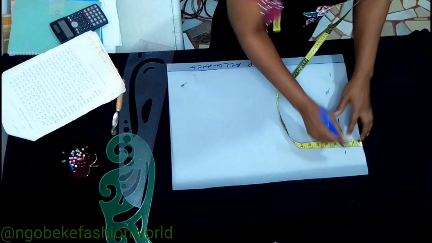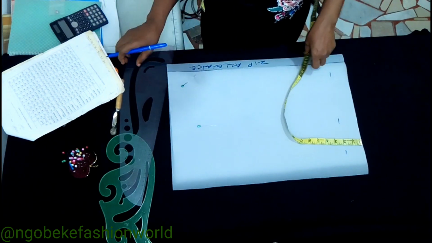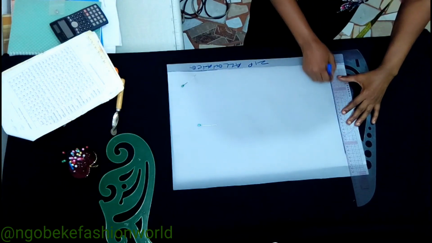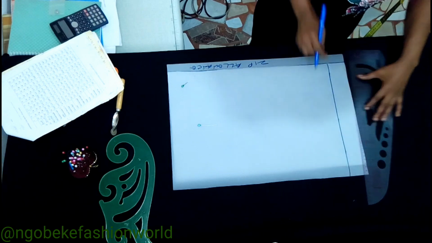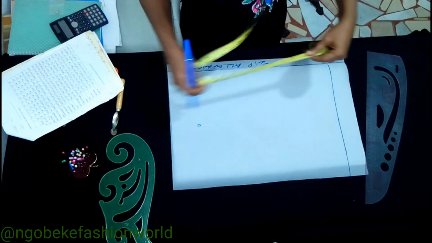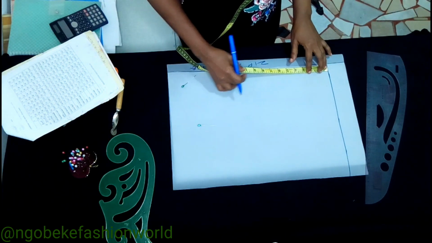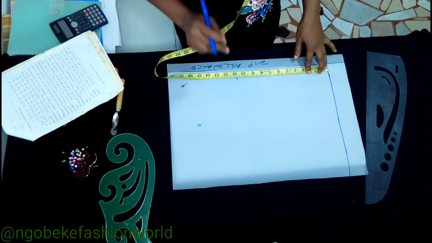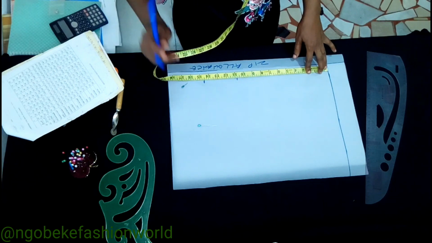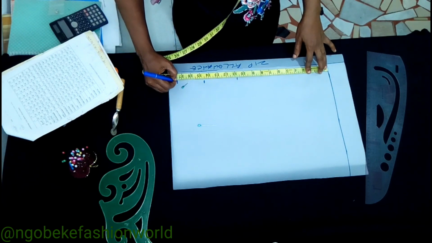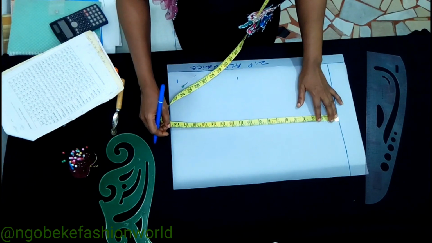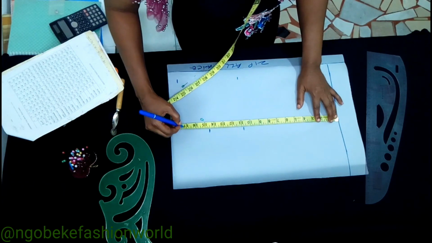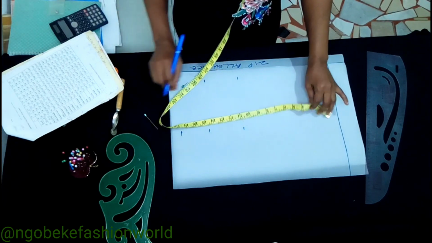So I mark it out, then I will connect. Okay, so the next thing I'll do is to mark my vertical measurements, which I'm going to mark 10 3/4 for my bust depth, under bust 14.5, then 17.5 for front length. Then I repeat the same thing so as to connect my lines.